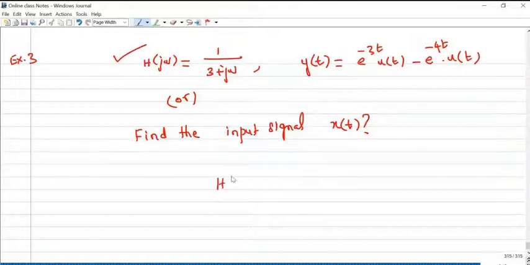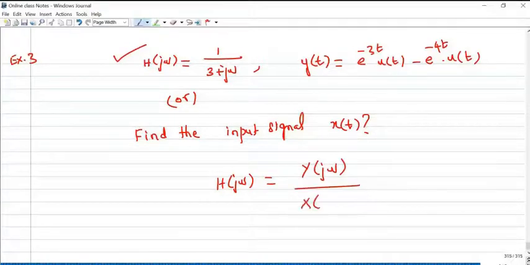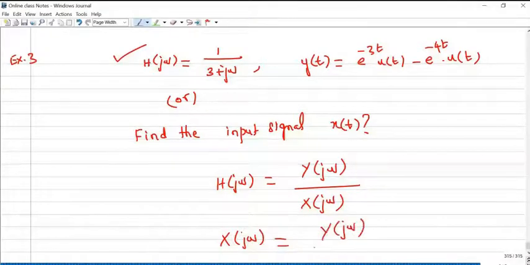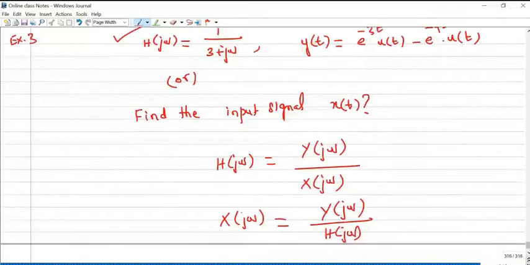So H of jω equals Y of jω divided by X of jω. From this relationship, before finding x of t, first find X of jω, that is, Y of jω divided by H of jω. From y of t, find Y of jω.